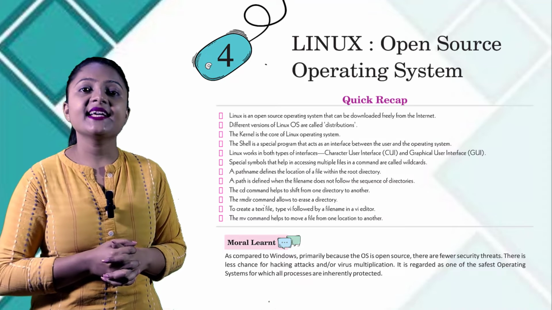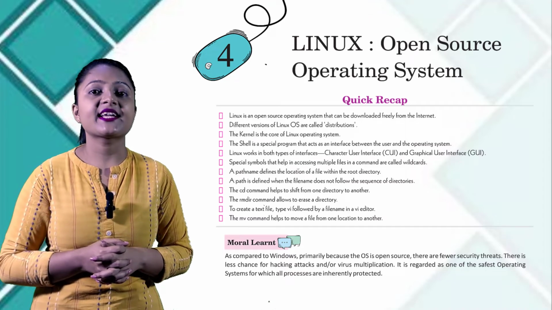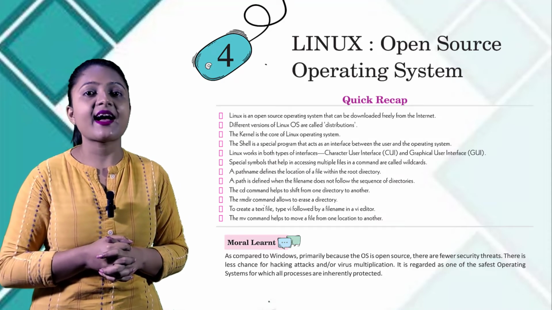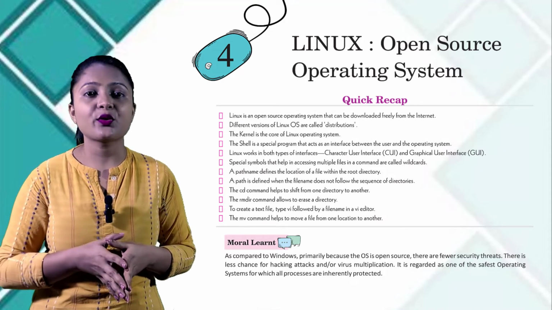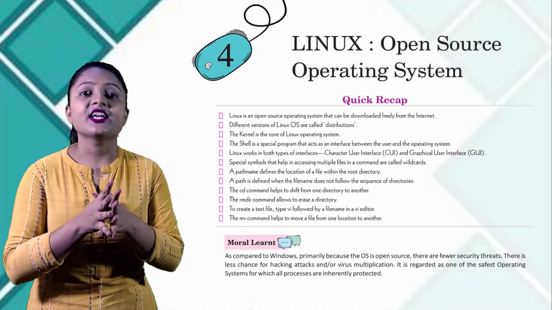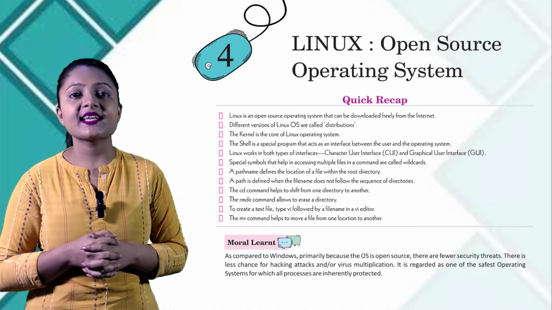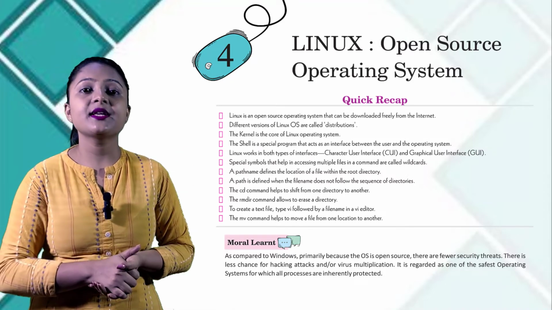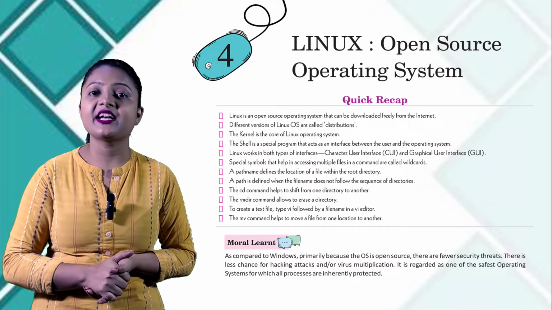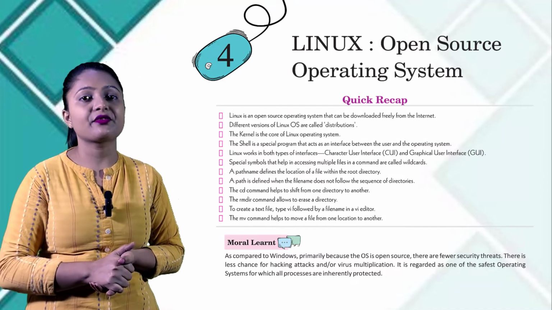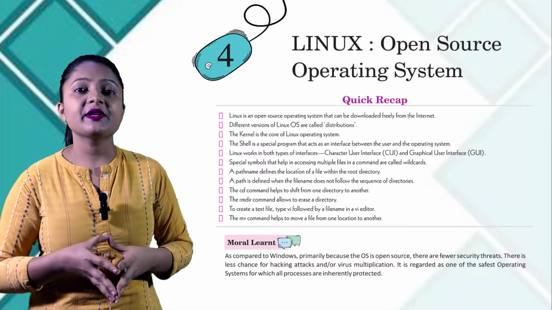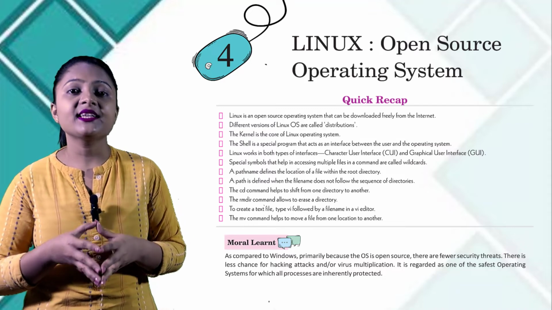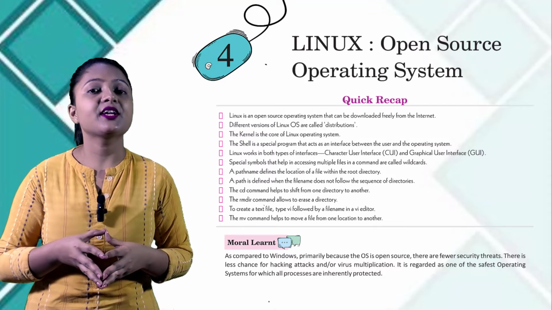Quick recap. Linux is an open source operating system that can be downloaded freely from the internet. Different versions of Linux OS are called distributions. The kernel is the core of the Linux operating system. The shell is a special program that acts as an interface between the user and the operating system. Linux works in both types of interface, character user interface (CUI) and graphic user interface (GUI). Special symbols that help in accessing multiple files in a command are called wildcards. A path name defines the location of a file within the root directory.